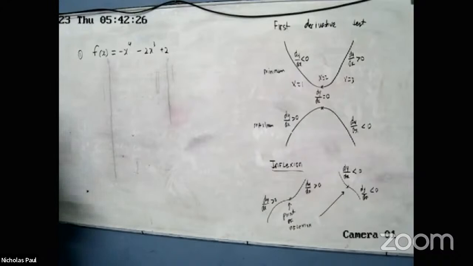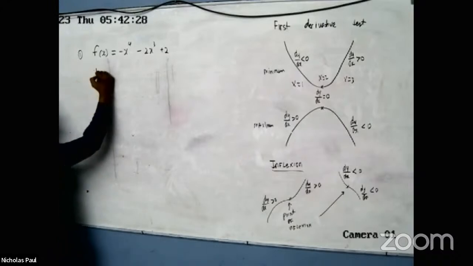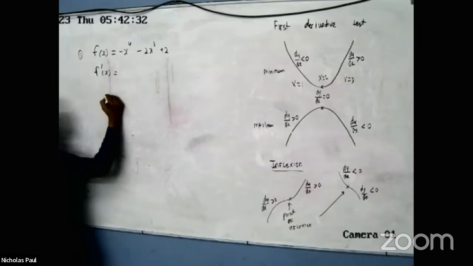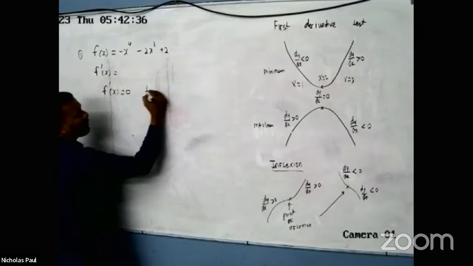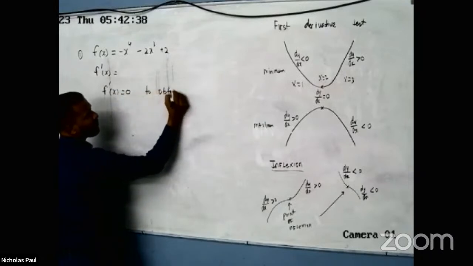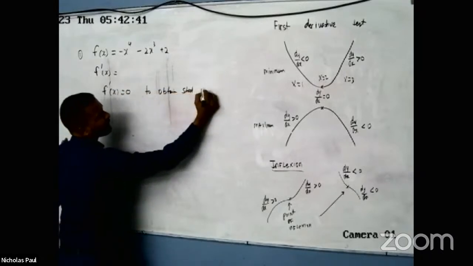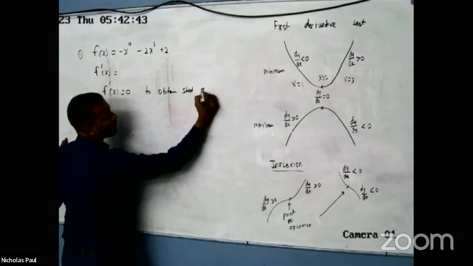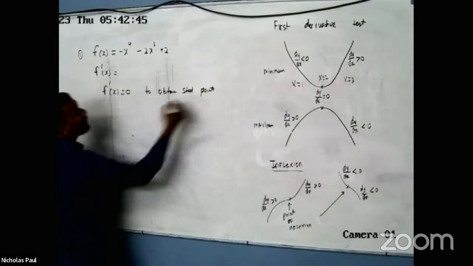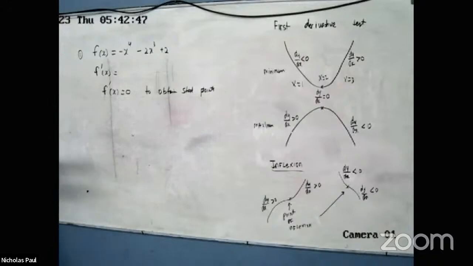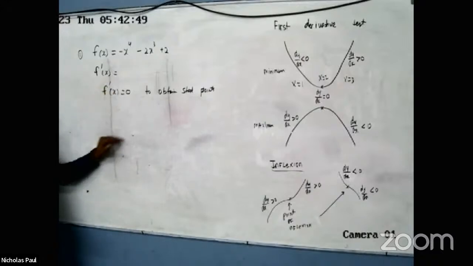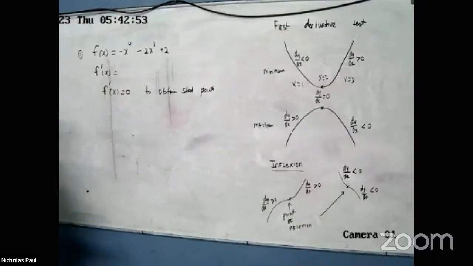Right, so first thing first, we're going to find the first differential, and then let it equal to 0 to obtain stationary values. Try that, please. Find the first differential, make it equal to 0, and tell me what you get for the x values. All right, and then we're going to determine which is max, min, or inflection.